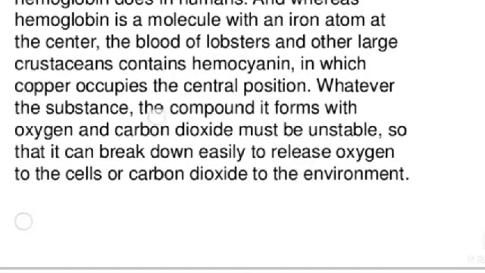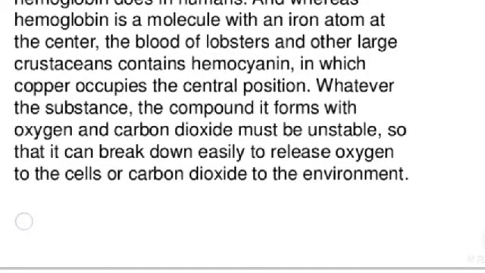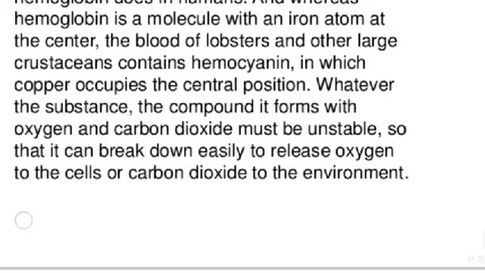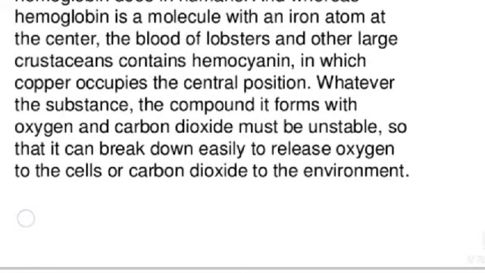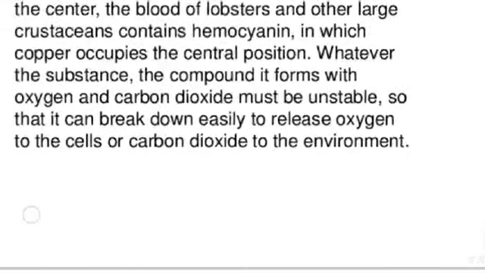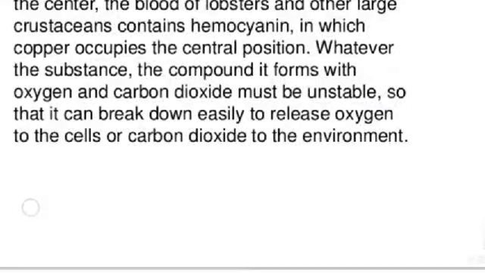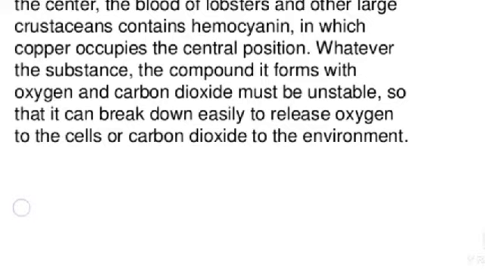Whatever the substance, the compounds it forms with oxygen and carbon dioxide must be unstable so that it can break down easily to release oxygen to the cells or carbon dioxide to the environment.